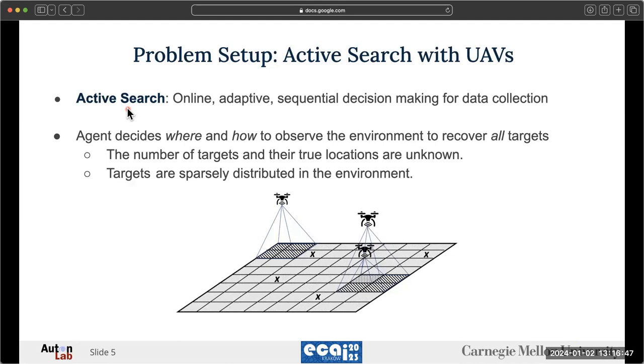We particularly consider scenarios where a team of robots, for example, the three drones shown here, are looking for the targets in the search space indicated by these crosses. The number of targets is unknown, and targets are typically sparsely distributed in the environment. The agents' goal is to recover all of these targets as quickly as possible, that is, with fewer number of measurements.